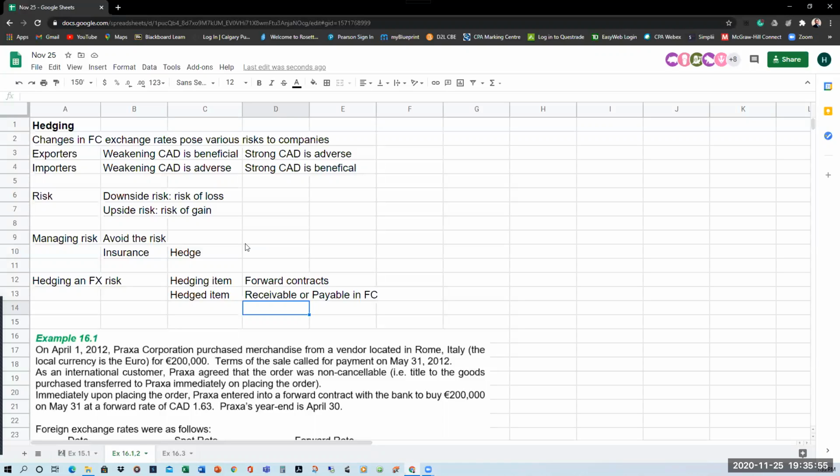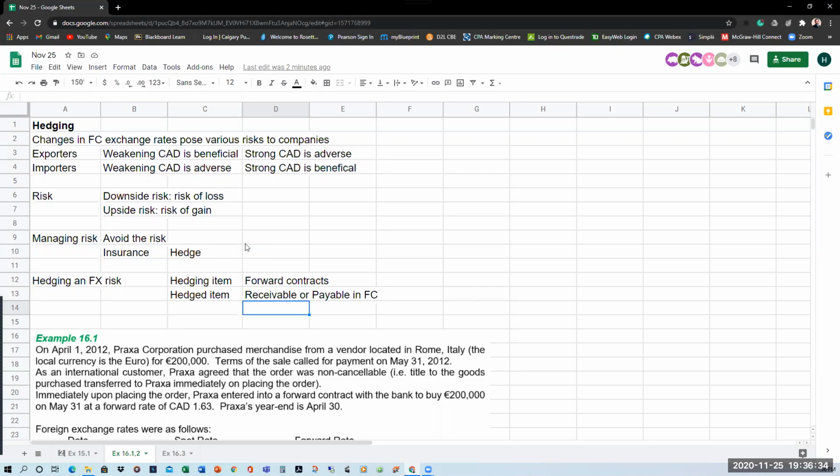Why would we have a payable in foreign currency? Well, maybe we buy inventory in foreign currency, or maybe we buy some assets in foreign currency. Either way, if we have a payable, depending on which way the foreign exchange rates go, we might end up paying more Canadian dollars and hence have a loss, or fewer Canadian dollars and hence experiencing a gain. So either way, again, there's a possible downside risk or an upside risk. Using forward contracts helps manage that risk.